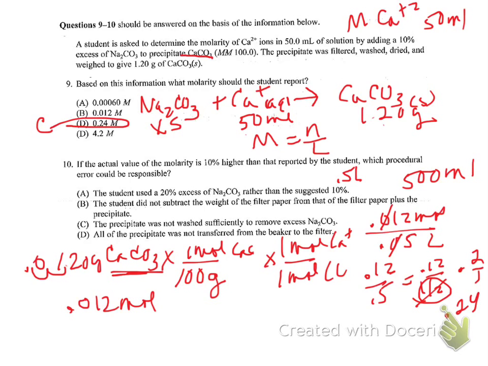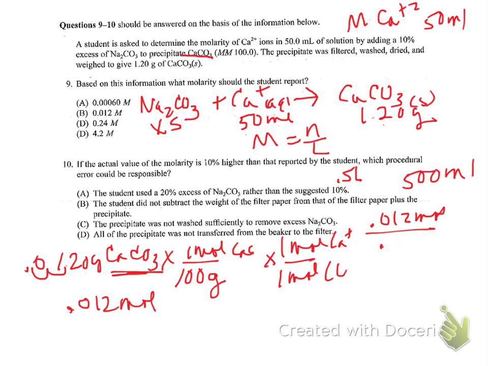Okay, let me erase some of this so we can talk about the next part. The second part says, if the actual value of the molarity is 10% higher than that reported by the student, which procedural error could be responsible? What they're saying is that the actual value is higher than what I got. 10% higher means the value I got was too low.